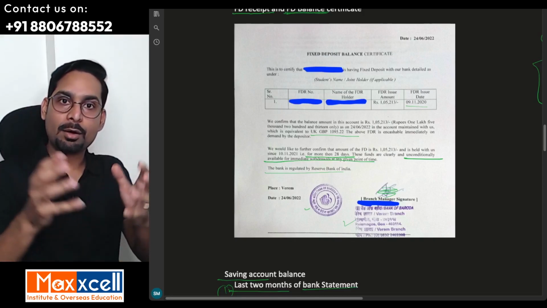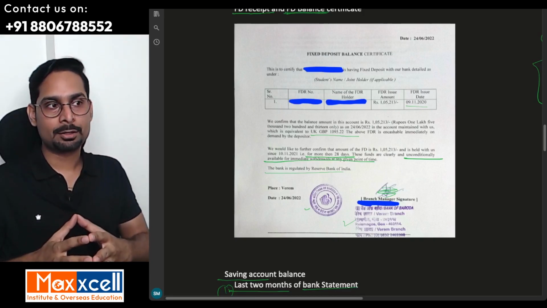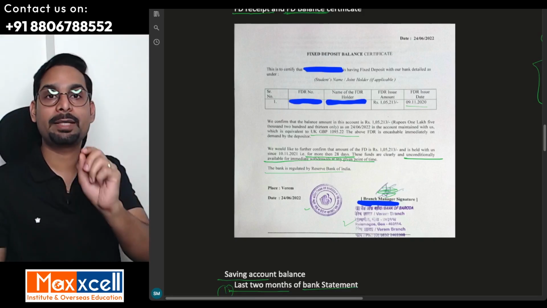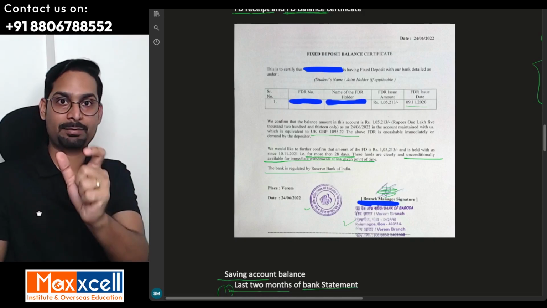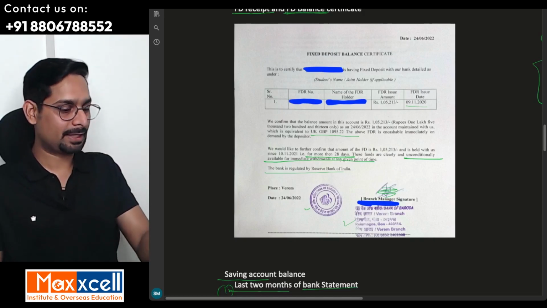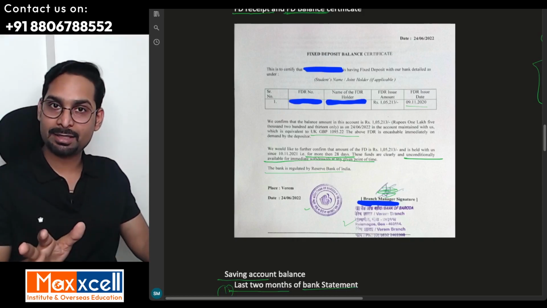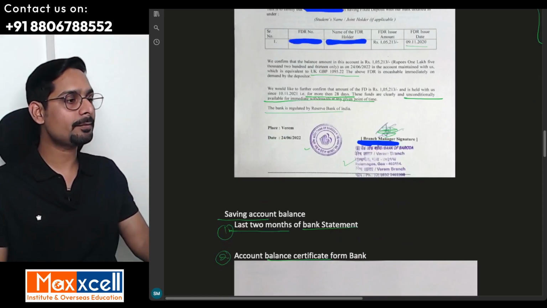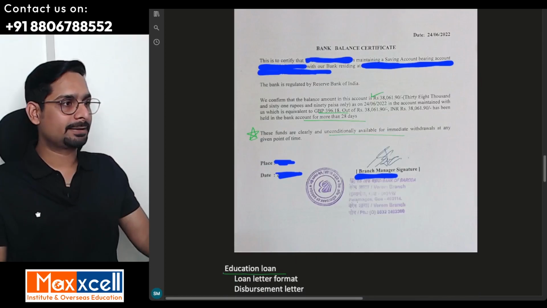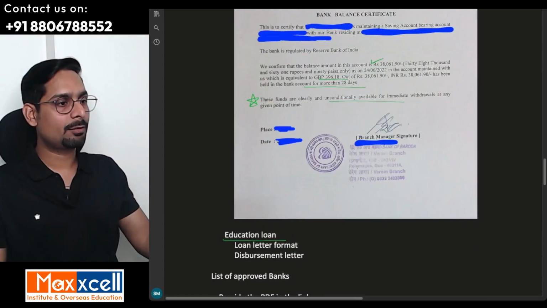You also sometimes have a locking period in the fixed deposit. So this fixed deposit should not be part of that locking period scheme. That's why the university would like to see whether it is unconditional and available for immediate withdrawal. Same case in saving bank account.